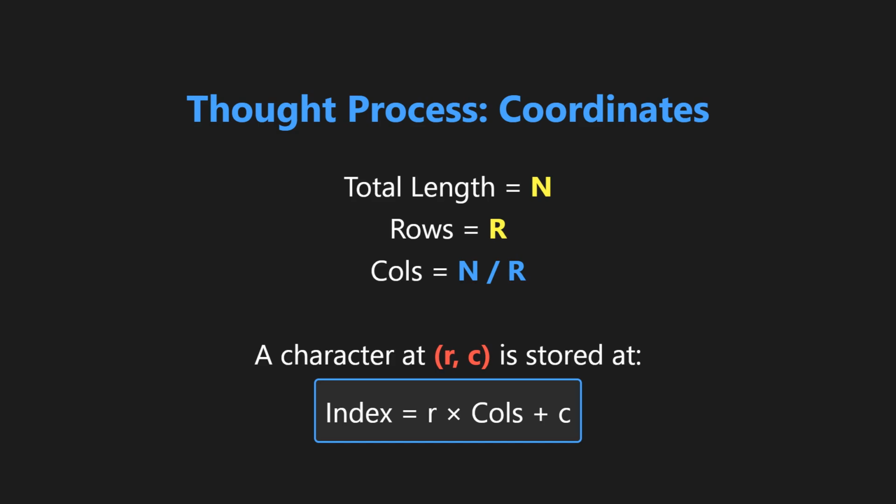To decode it, we first calculate the number of columns, which is simply the length of the encoded string divided by the number of rows. Since the encoded text is formed row by row, the character at row R in column C is located at index R times columns plus C in the encoded string.